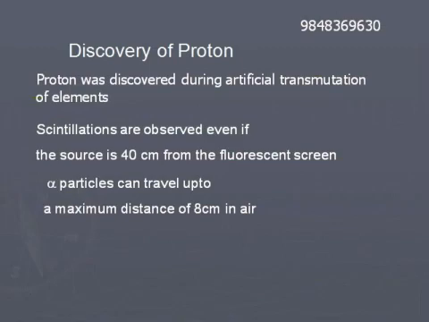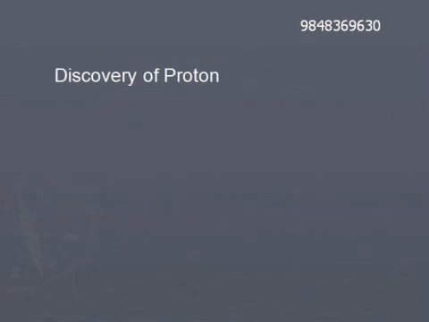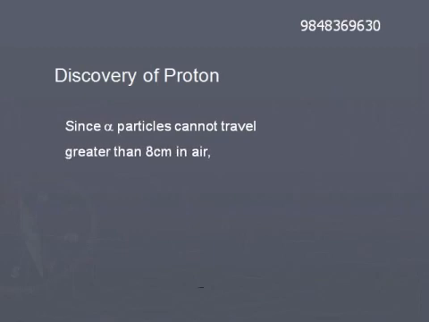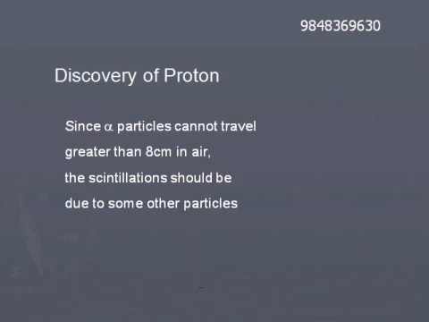But actually alpha particles can travel only up to a maximum distance of 8 centimeters in air. If the scintillations are observed even if the screen is moved away 40 centimeters from the source, that means these scintillations are produced not because of alpha particles but by some other particles. The scintillations should be produced by particles other than alpha particles.